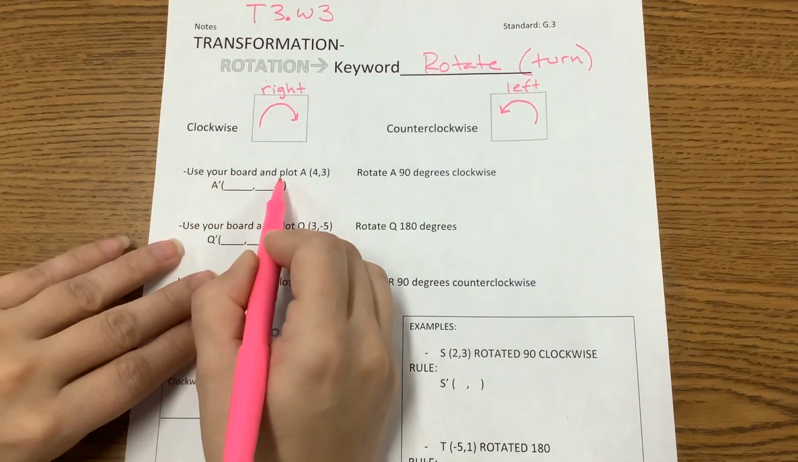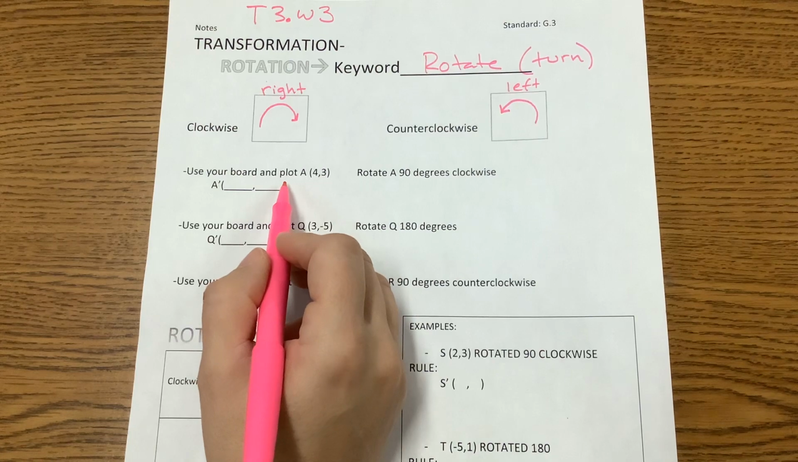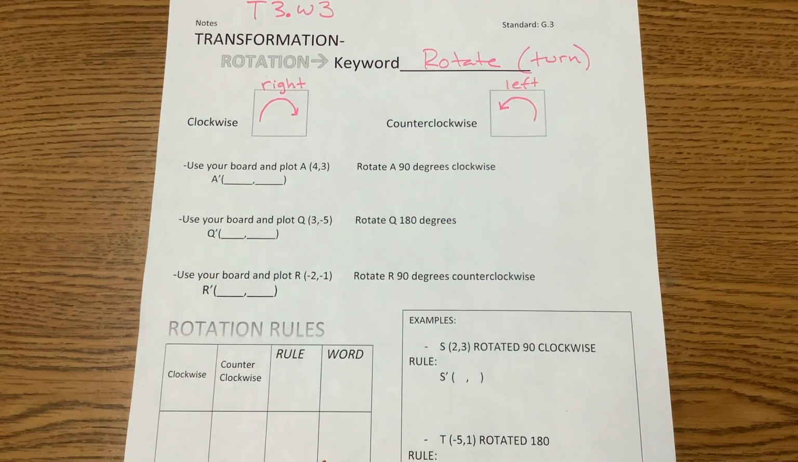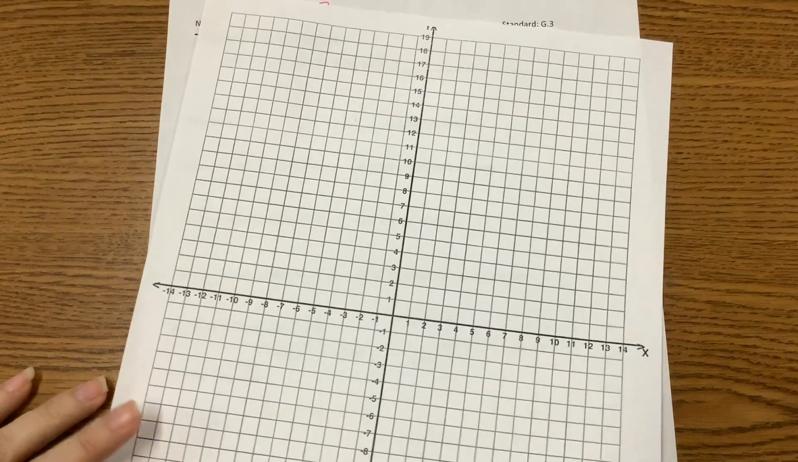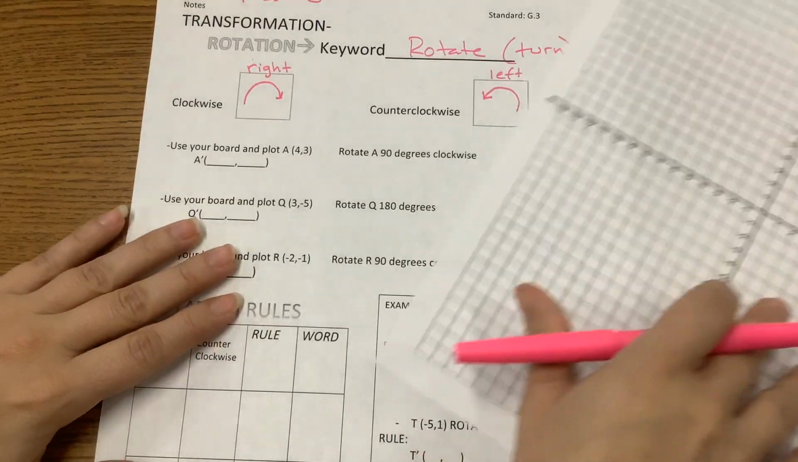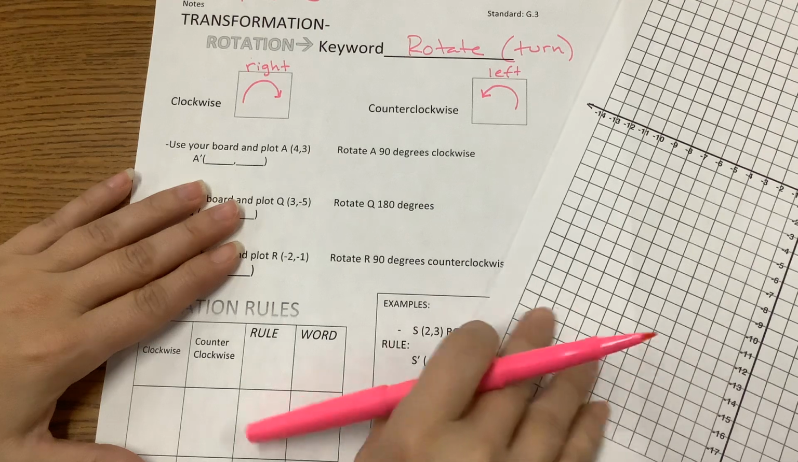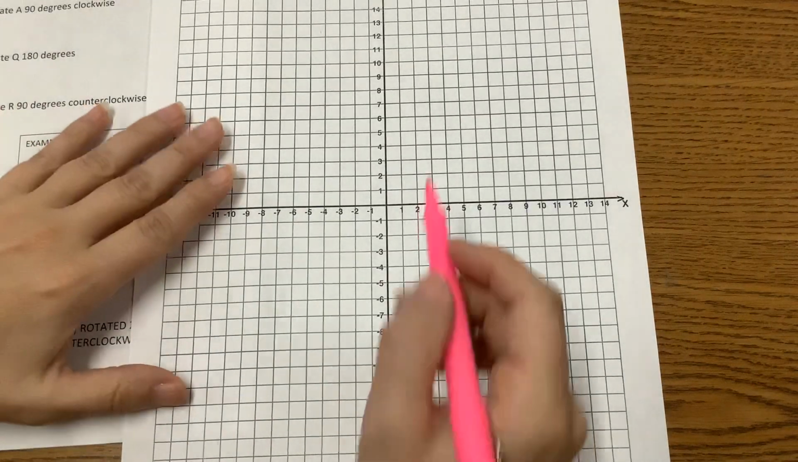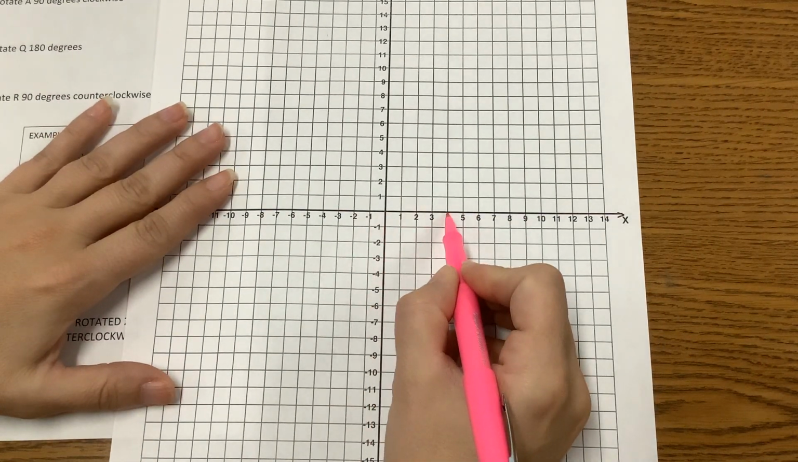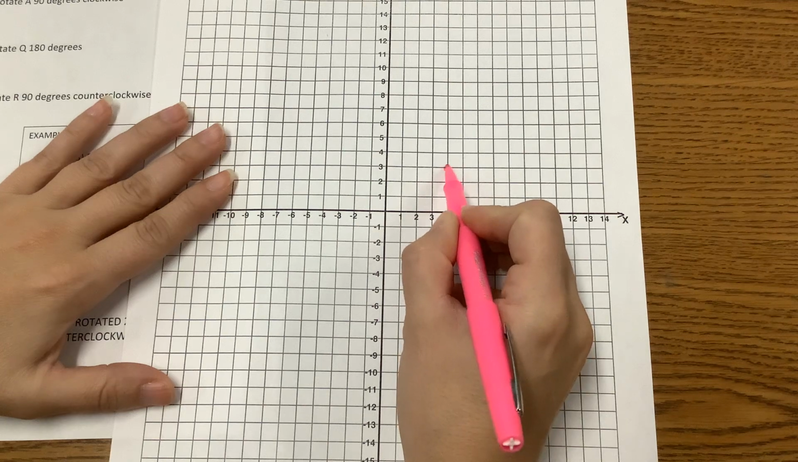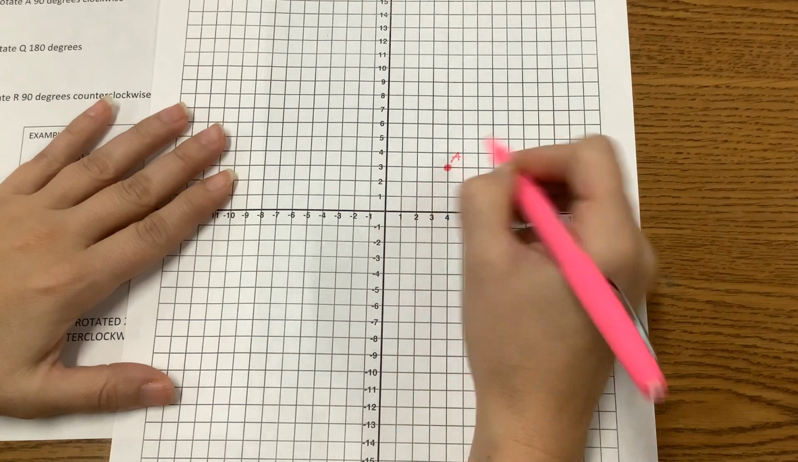All right, so it says use your board. We don't have any dry erase boards in here, so on the back of this, you'll have this graph. Go ahead and plot point A at 4, 3. It is numbered for you to make it easier on you. So we're going to go over 4 and up 3. Place your point and make sure to label it A.